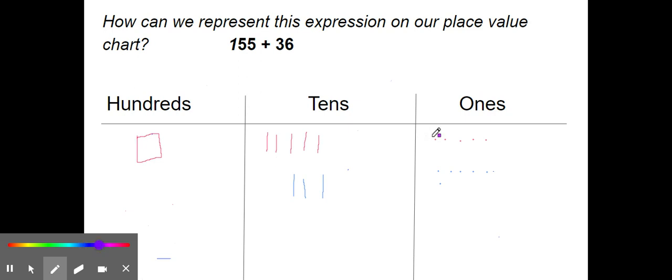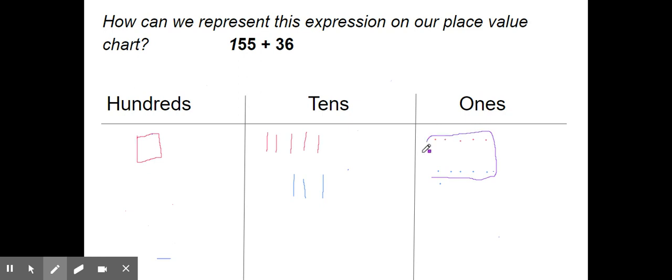1, 2, 3, 4, 5, 6, 7, 8, 9, 10. Ooh, stop. I know that 10 is that special number. Anytime we have 10 ones or 10 tens, we need to bundle them. So I'm going to stop right there and I'm going to bundle my 10 ones.